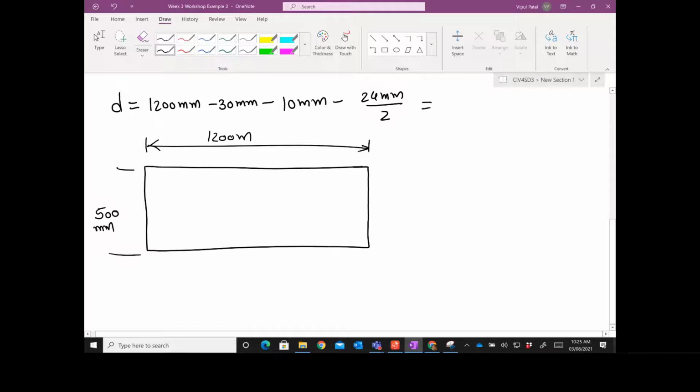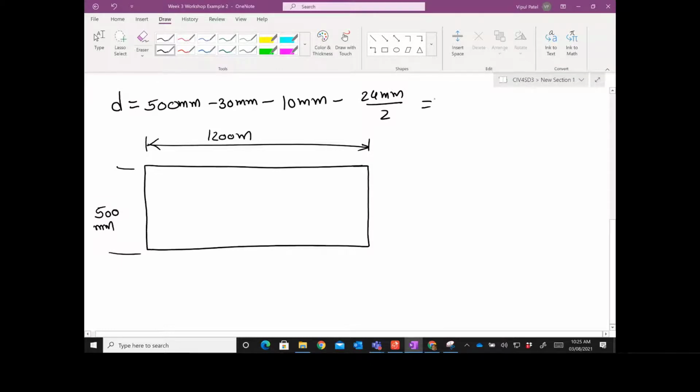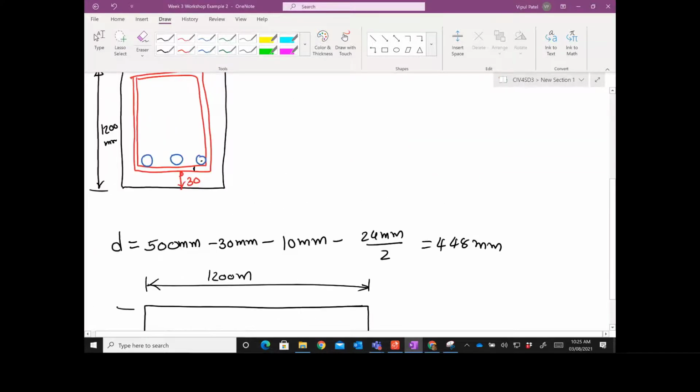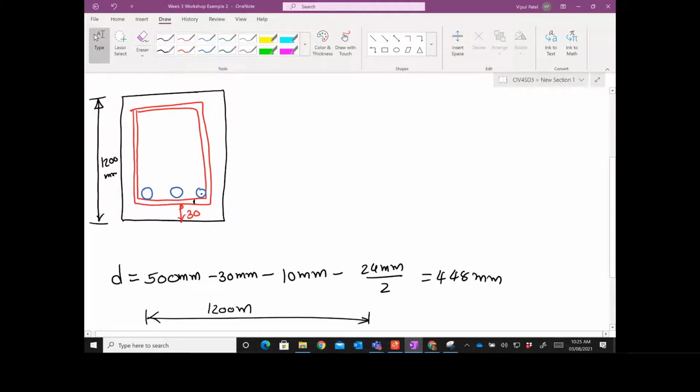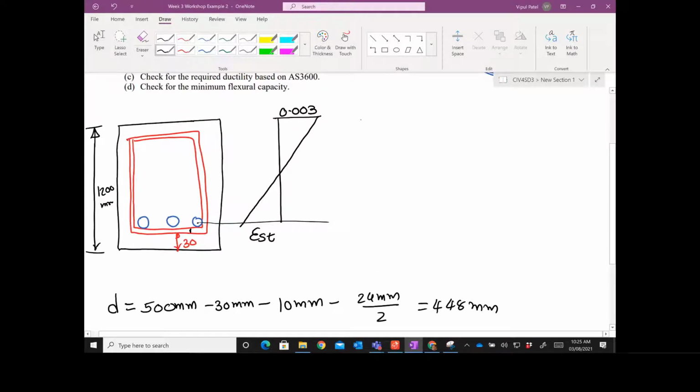So we just need to replace this one by 500. So you will get this 400 and 488 millimeters. All right, now you know the drill now. I think the strain, we're going to take it 0.003 EST, and then we're going to take you through the stress.